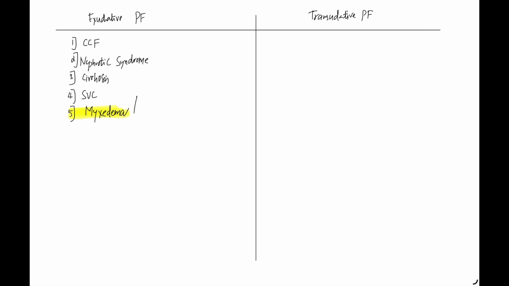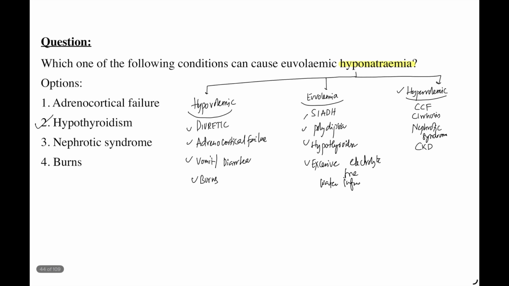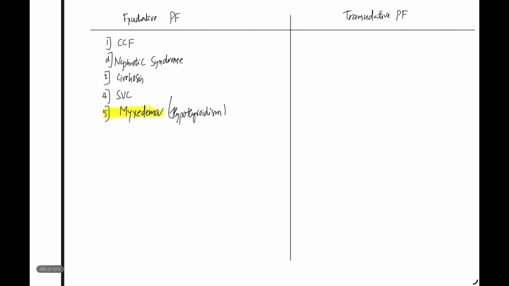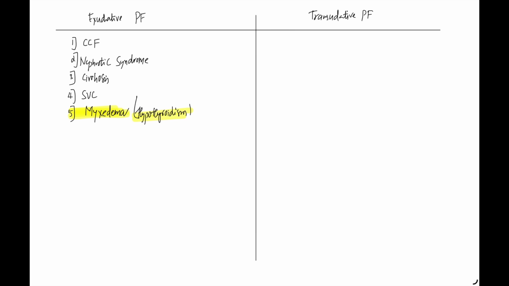Myxedema is because of hypothyroidism, whereas hypothyroidism causes euvolemic hyponatremia. In the previous slide, just go back to have an integration: hypothyroidism causes euvolemic, not hypervolemic hyponatremia. Whereas the same myxedema causes exudative pleural effusion. Apart from that, one more cause is peritoneal dialysis. And one more cause is urinothorax, urine in the thorax. If you know this much, 7 causes, it's okay.